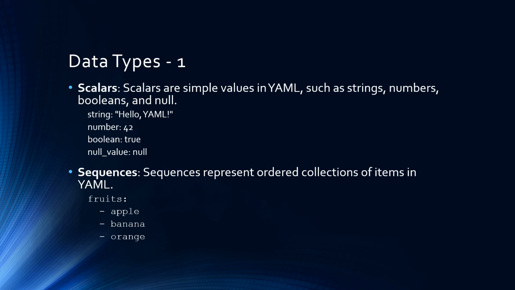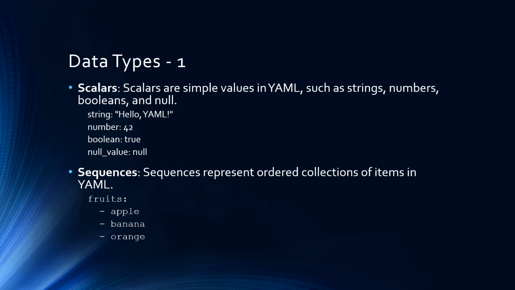The Boolean example shows how YAML accepts true as a Boolean value. It's worth noting that YAML is quite flexible with Boolean representations, though in our example we're using the straightforward true format. The null value demonstrates how YAML handles undefined or empty values.